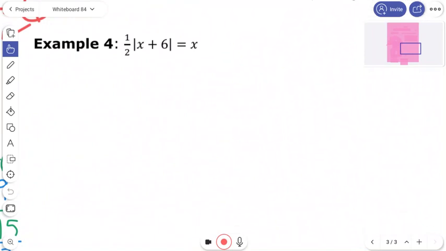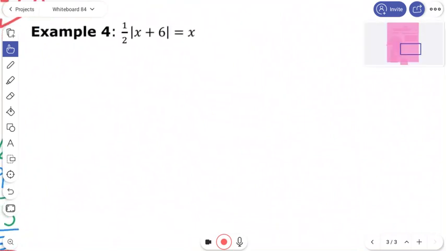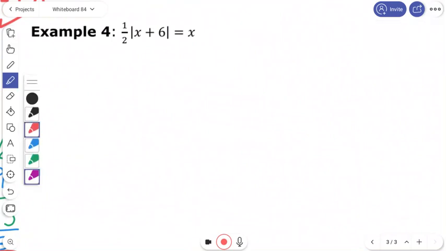Let's look at this one. Example 4. It says 1/2 times the absolute value of x plus 6 should equal x. So first thing we got to do, always isolate our absolute value expression, which right now I have a 1/2 in the way.